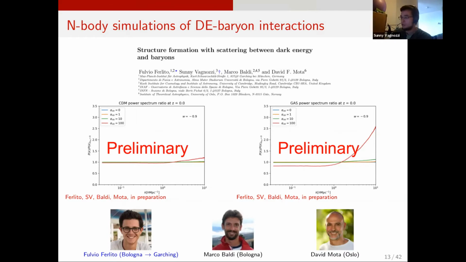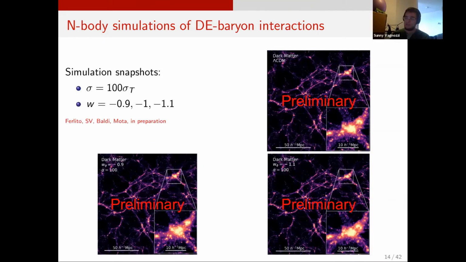So just to give you a visual idea of what's going on, let me show you some snapshots of our simulations. This is a lambda CDM simulation over here. And what we do then is we crank up the cross-section for the dark energy interaction to 100 times the Thomson cross-section, which is very unrealistic, but it's just to exaggerate the effects. So if we take a quintessence-like dark energy component, you see, as I told you before, we suppress power on large scales. In fact, you can see in this zoom-in box, the structure is slightly less clustered. And if we take a phantom dark energy component, you see structure is slightly more clustered, so you have more power on large scales, okay?